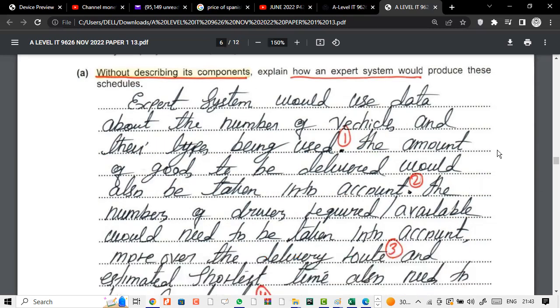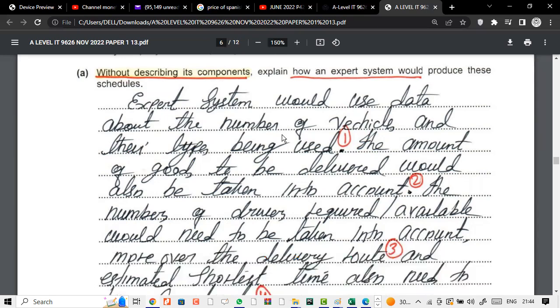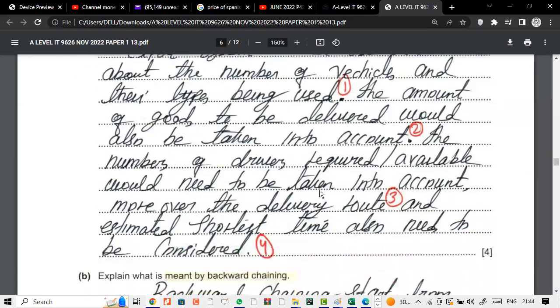So if we talk about the route schedules of its vehicles, how would an expert system help in that? Well, the expert system would use the data about the number of vehicles and their types being used, in order to produce the schedules. I'm sure lots of other points are coming to your mind. The amount of goods to be delivered matters a lot. The number of drivers required, because we are talking about how goods will be delivered, so we need to know that as well. The number of drivers required but available would need to be taken into account. Moreover, the delivery route has to be taken into account. We have to look at the time as well, the shortest time, and the time each driver would be working.